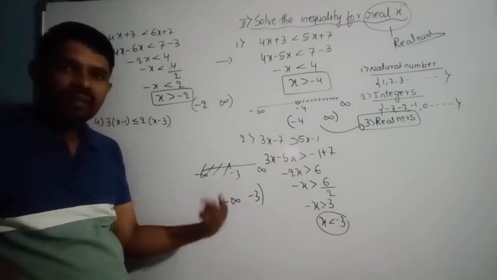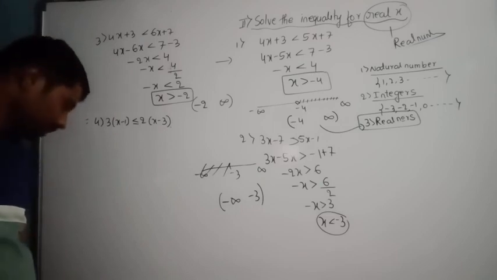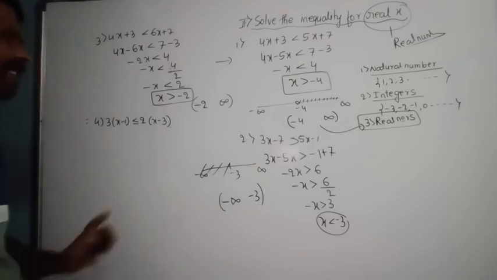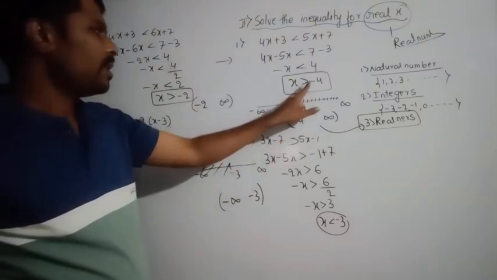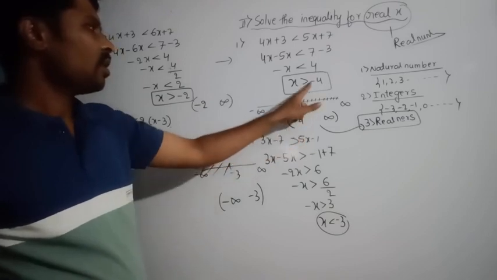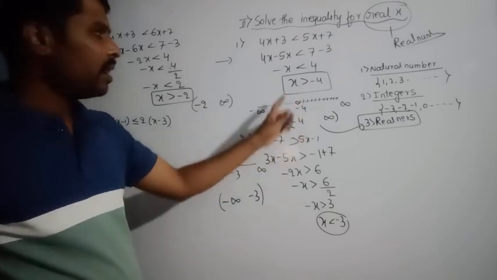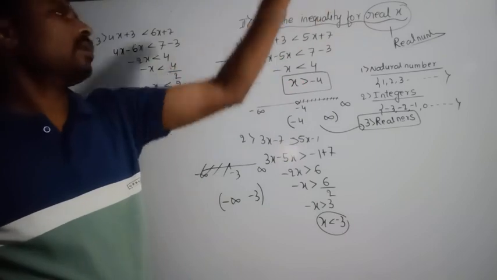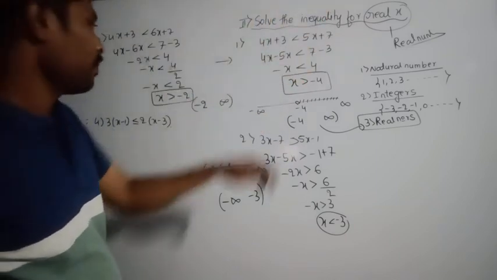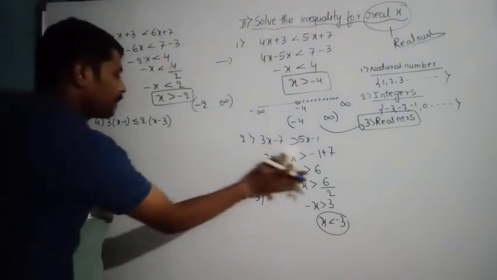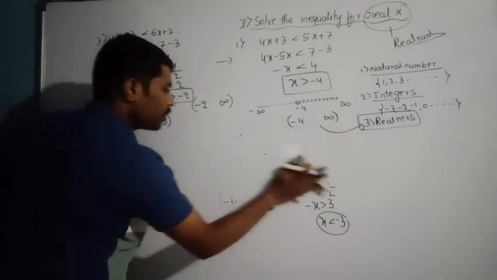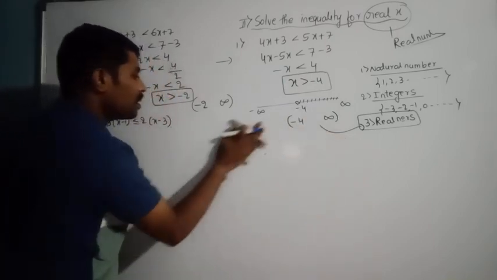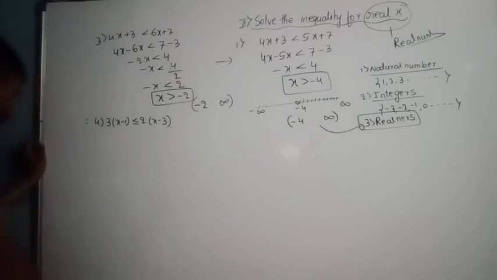Understanding? Only a simple thing: included means close the bracket, not included means open. Greater means you will go to the right side, less means you will go to the left side. See, another one I will solve, because many students will get confused about real numbers.